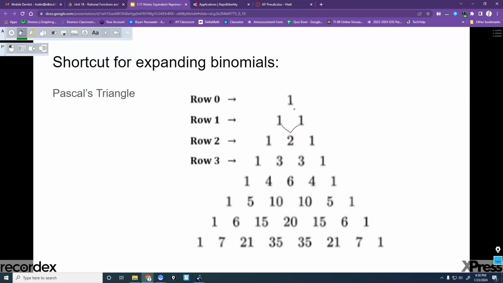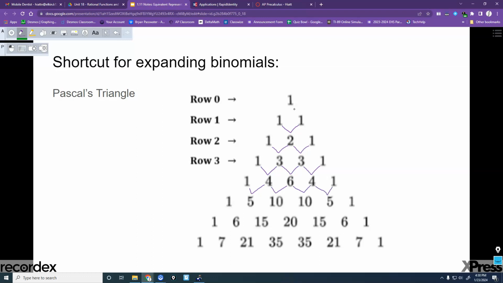1 plus 1 will give us 2. You'll notice that continues. 1 plus 2 gives you 3. 2 plus 1 gives you 3. Right here, 1 plus 3 gives you 4. 3 plus 3 gives you 6. 3 plus 1 gives you 4. So that gives you the next row. Then if I want the next row, I've got 1 plus 4 gives me 5. 4 plus 6 gives me 10. 6 plus 4 gives me 10. And 4 plus 1 gives me 5. And this continues on forever.